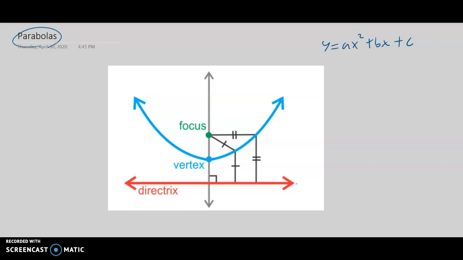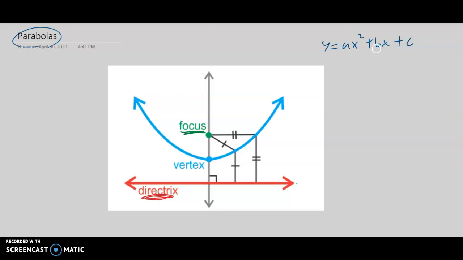And we talked about how we shift these around, how changing a, b, and c shifts the graph in different ways. But the two things that we're going to focus on today are two new terms. And those two terms are the focus of a parabola and the directrix of a parabola. So these are two things that you probably haven't seen before when you're discussing parabolas, but we're going to talk about what they mean. Because there's another way to define a parabola.